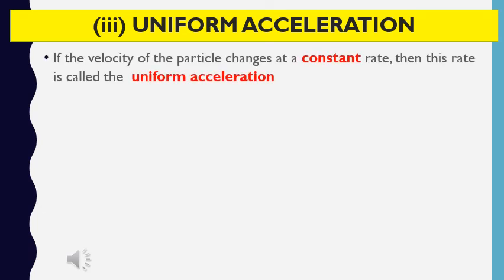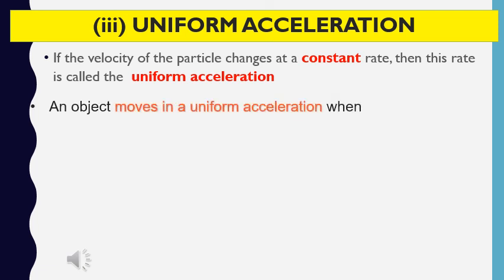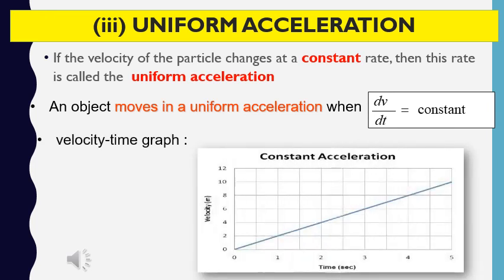Uniform acceleration. The rate of change of the velocity of a particle with respect to time is called its acceleration. If the velocity of the particle changes at a constant rate, then this rate is called the uniform acceleration. An object moves in a uniform acceleration when dv over dt is constant. On a velocity-time graph, the slope implies motion with constant acceleration.